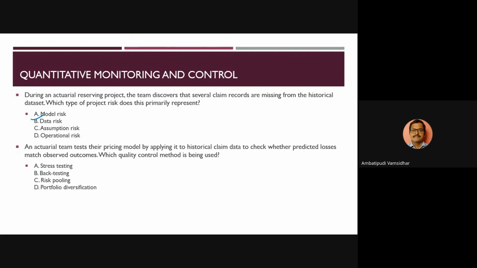losses match observed outcomes. Which quality control method is being used? Backtesting. You are using the test of your model on the historical data. So this kind of mechanism that you are using is typically a backtesting kind of model. Fair enough.